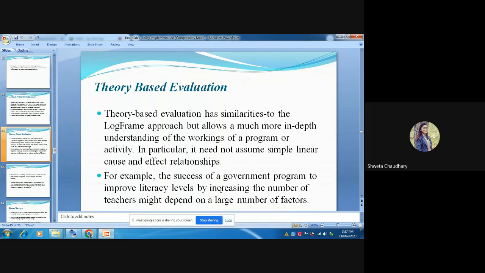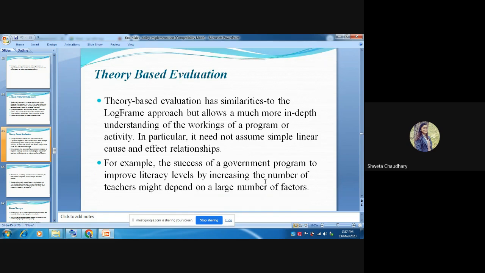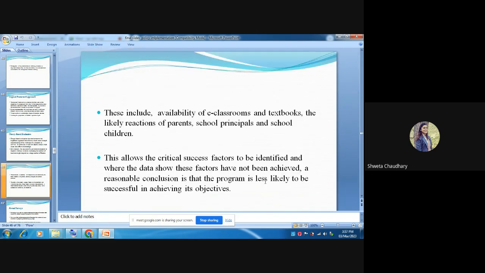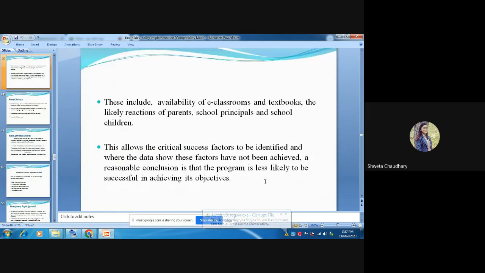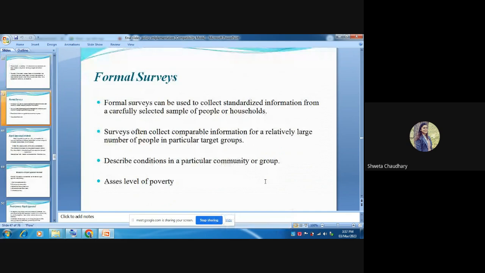But what are the factors that are responsible for improving the literacy? That is input. Number of the teachers has been increased, number of the e-classrooms has been increased, number of the textbooks has been increased. So when we study all the factors that is hindering or that is helping in development of that policy, that is the theory-based policy, theory-based method.